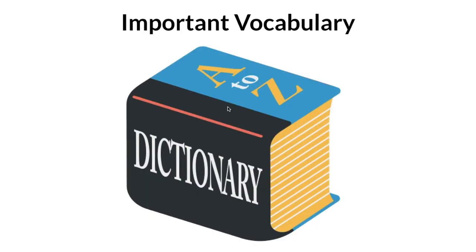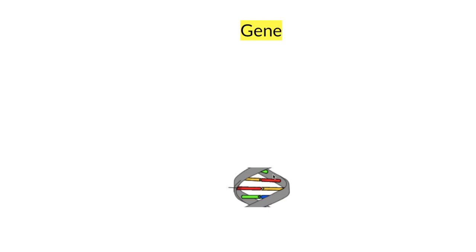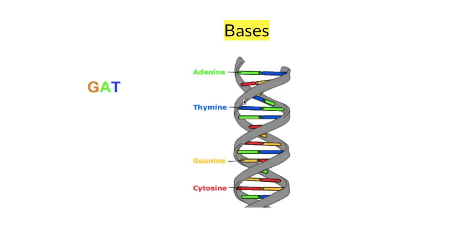Some words you'll need for today include DNA, which is inside our cells and is kind of like an instruction book for our body that tells us about what traits we'll have. DNA is made up of different parts called genes. DNA is also made up of 4 bases. They're often abbreviated as A, T, G, and C.